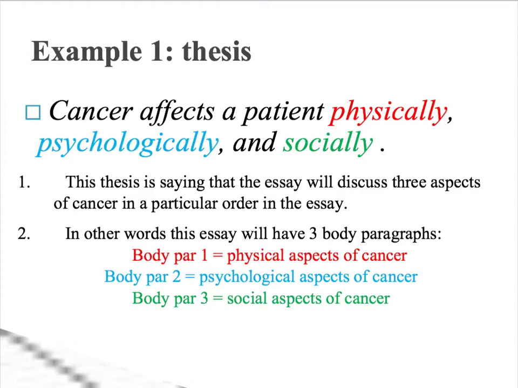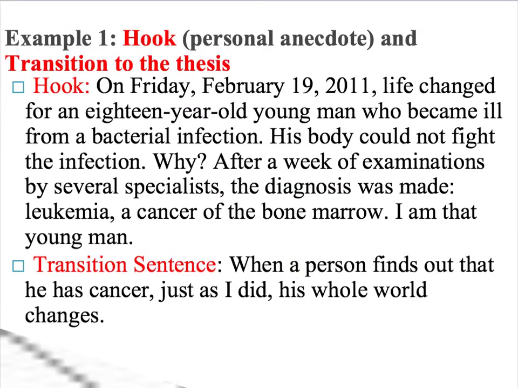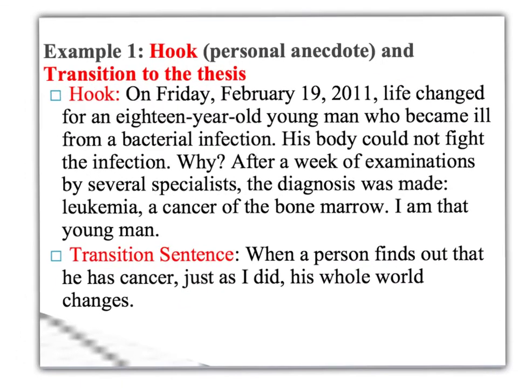Body paragraph 1 will talk about the physical aspects of cancer. Body paragraph 2 will talk about the psychological aspects of cancer. And body paragraph 3 will talk about the social aspects of cancer. So let's look at a hook, a personal anecdote, and a transition to the thesis.